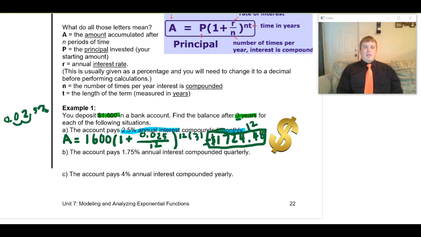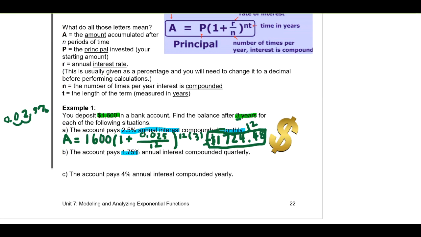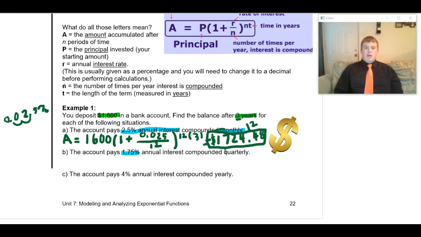So let's take a look at how this is going to be affected by plugging in some different values. So we're going to look at another account that is going to pay 1.75% annual interest, but it's going to be compounded quarterly. So I'm going to start out with the exact same process. A is what I'm looking for, and then I'm going to plug in the starting amount, which I'm starting with the same amount, the $1,600.